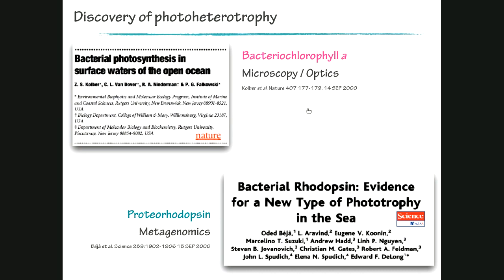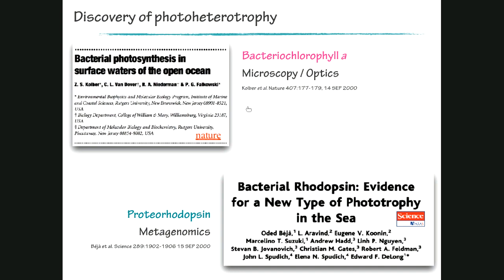So in the first article, Kolber and collaborators reported the observation of distinct signals of bacterial chlorophyll A containing microorganisms in the surface waters of the tropical Pacific. And these signals were linked to the presence of what are known as aerobic anoxygenic phototrophic bacteria, or AAPs, that you'll hear a lot about in this class.